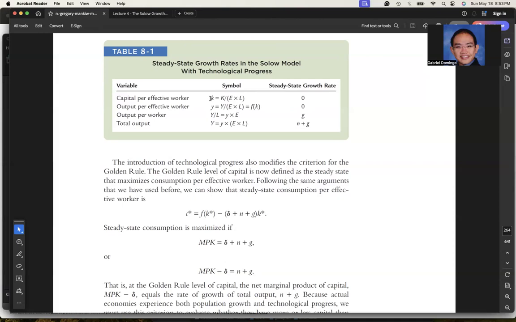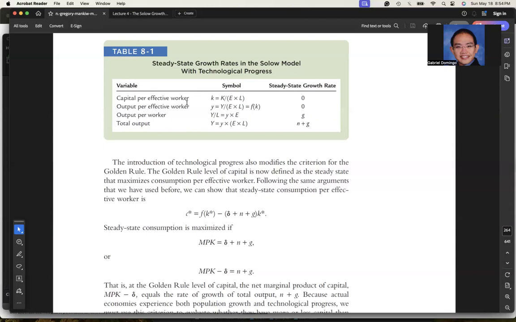And at the steady state, this one is not growing anymore. It's not growing, not because none of the parts are growing, but because the numerator and the denominator are growing at the same rate, right? So the numerator is going up by N plus G percent, and the denominator is growing by N plus G. And therefore, if the numerator and the denominator are growing at the same rate, the ratio itself is not changing.